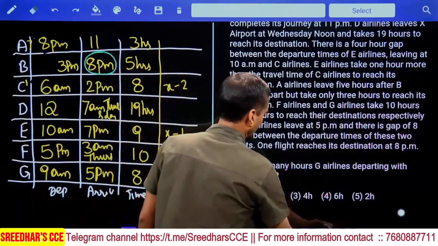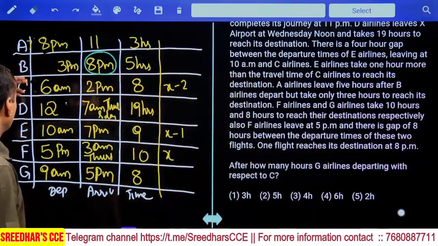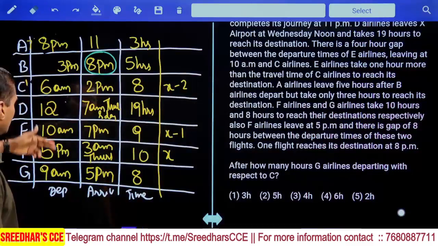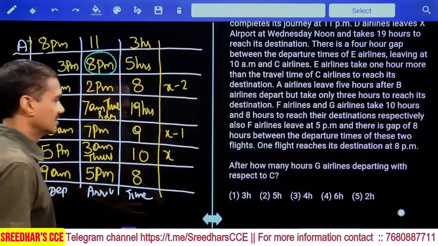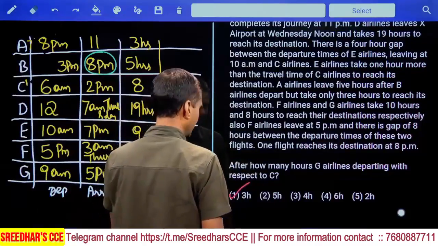Then coming to 19th one. After how many hours G airlines depart with respect to C? C ki G ki madhilo chudandi, C 6 o'clock undi, G emo 9 o'clock undi, after 3 hours. 3 hours, and it is given in choice 1. Question number 19, it is choice 1.